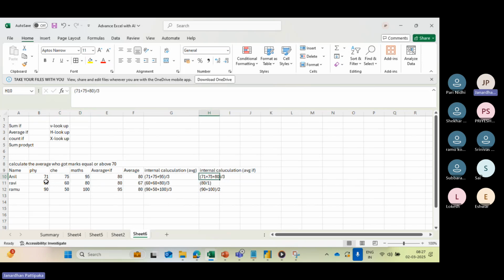But here, when you say greater than 70, this it will not take, this it will not take, only this it will take. So it calculates 80 by 1. That's why you got 80. So the internal execution is 80 by 1.